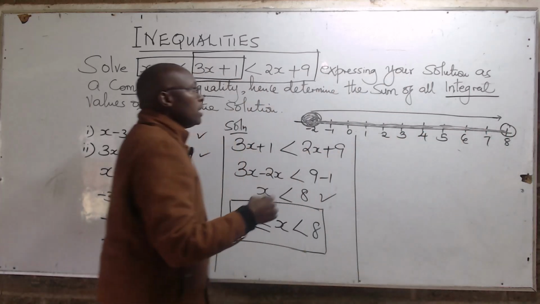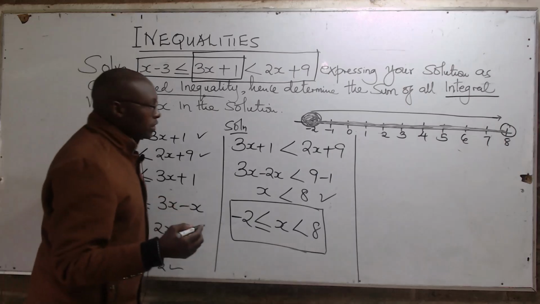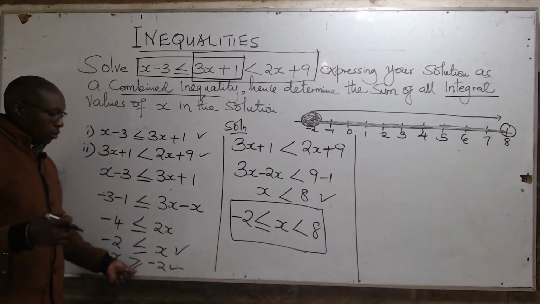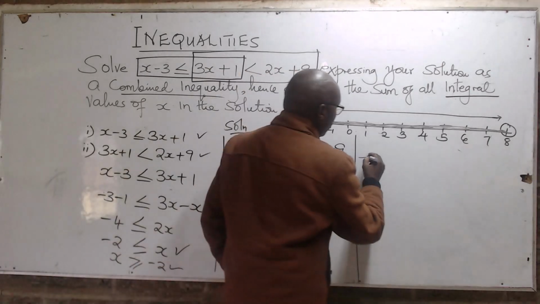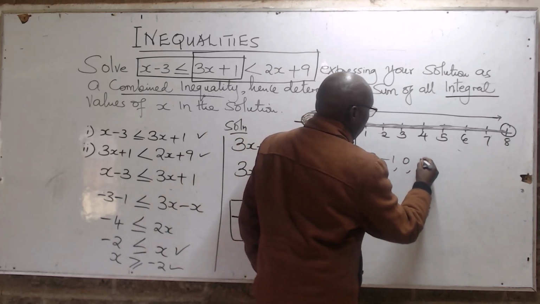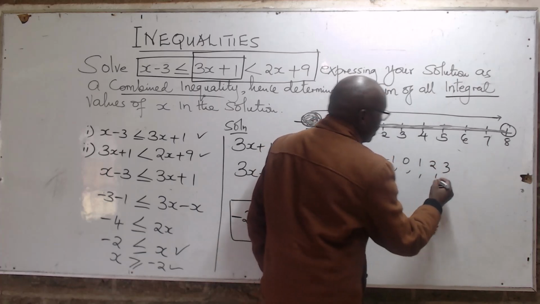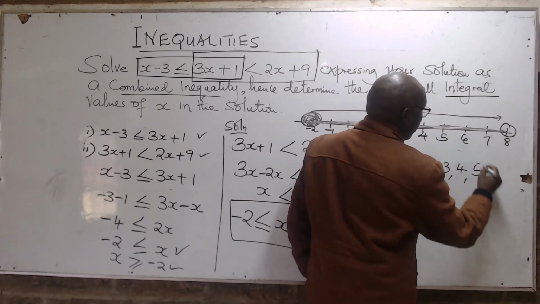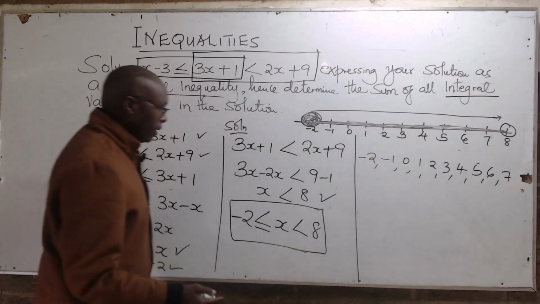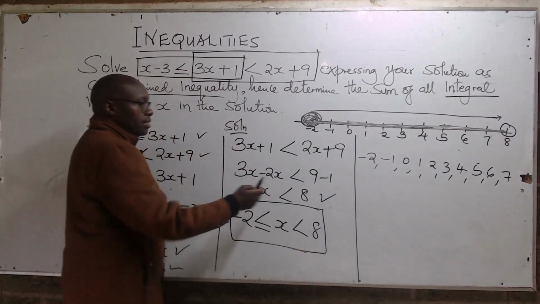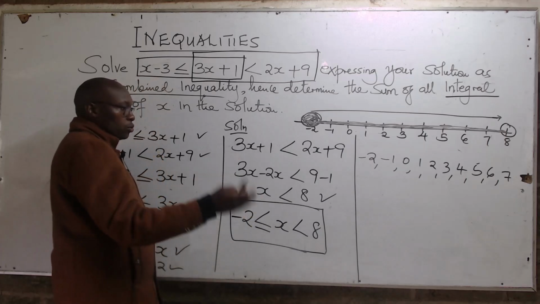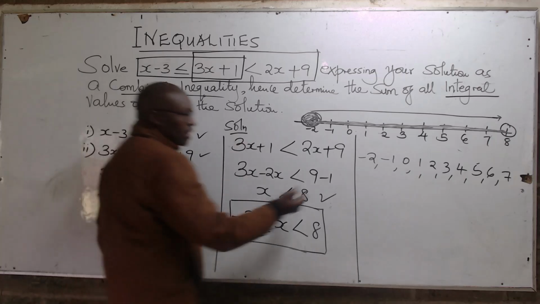If you are to list all the integral values, we start from -2, since it is inclusive. Remember, there is an equal sign: x is greater than or equal to -2. Then we have -1, 0, 1, 2, 3, 4, 5, 6, 7, not 8. 8 is not there because we need x less than 8. If it were x less than or equal to 8, we would have included 8. So these are the integral values.